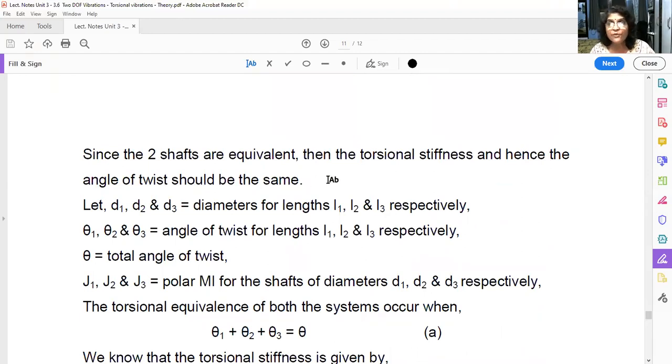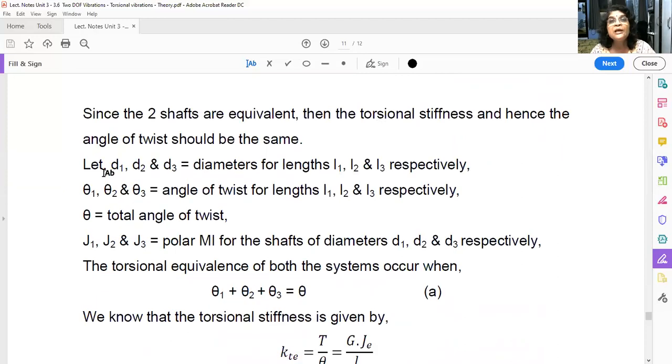You know the basic formula of torque, T upon J is equal to G theta upon L. T is the same, G is the same. J cannot be the same because the diameters are different. But your torsional stiffness KT must be the same. KT is equal to T upon theta. T is already the same, so when theta is the same, KT will automatically be the same. That is the torsional stiffness.